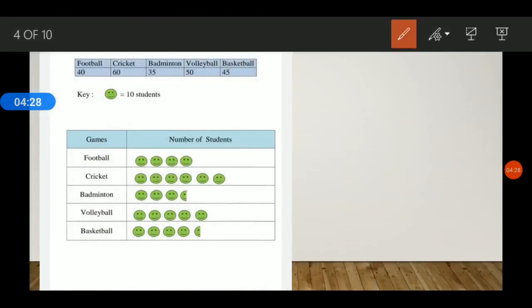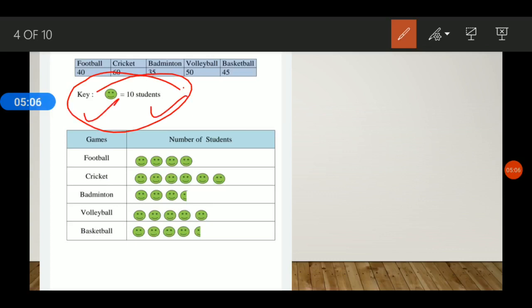So first of all we will write the title, and the title is different types of games. Now the second step is write the labels, and the labels are football, cricket, badminton, volleyball and basketball. Now the third step is write the key, and the key is one picture represent 10 students.